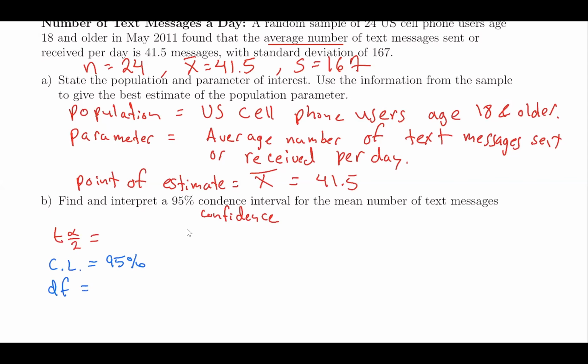What would be my degrees of freedom, if degrees of freedom is equal to n minus 1? 23. All right, so I know the confidence level is equal to 95%, and I know degrees of freedom is equal to 23. Any questions so far?